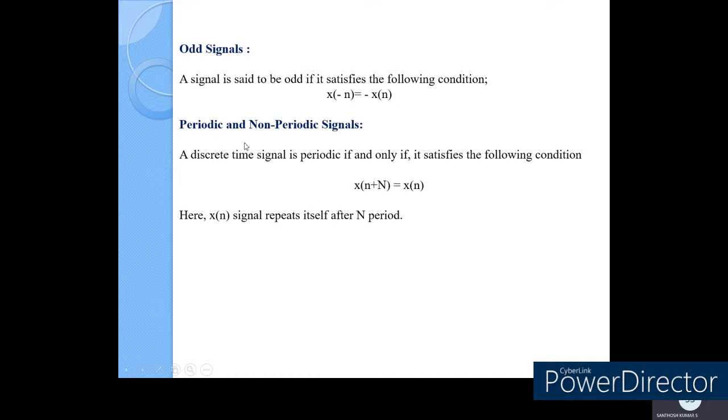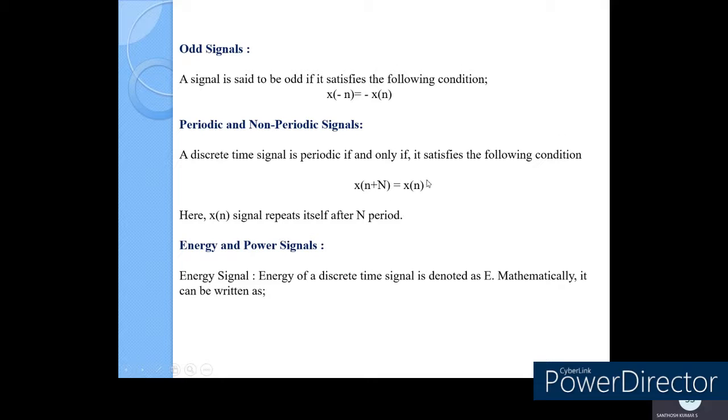The next kind of signals are periodic and non-periodic signals. Periodic signals are those that repeat after a certain fundamental period, and we call them periodic signals. If it is not going to repeat, we call it a non-periodic signal. Another kind of classification is energy and power signals.